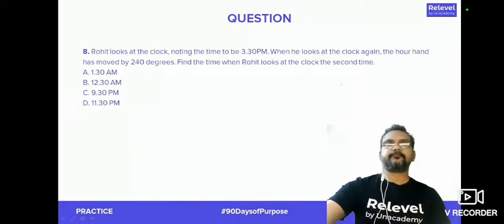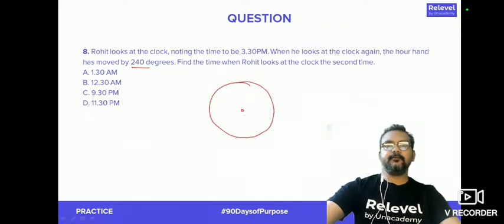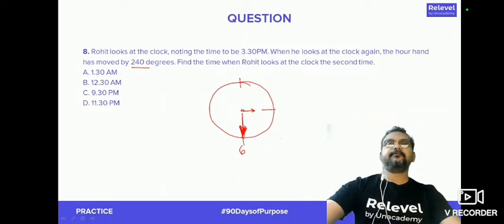Number 8. With the clock, he knows the time to be 3:30, and when he looks again, the hour hand has moved by 240 degrees. 3:30 would be roughly, so the minute hand would be at the 6 o'clock mark, because it's 3:30, and the hour hand would be at the 3 o'clock mark.